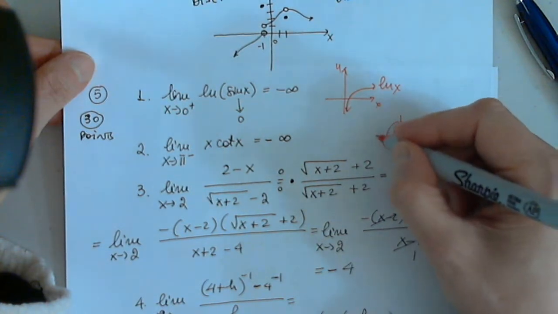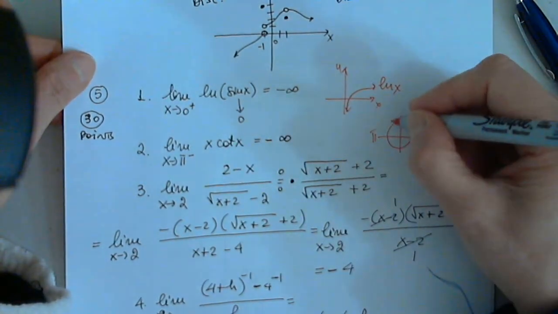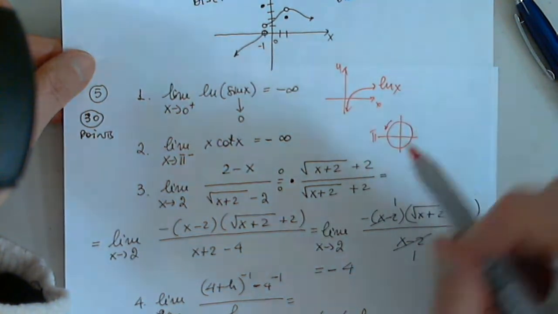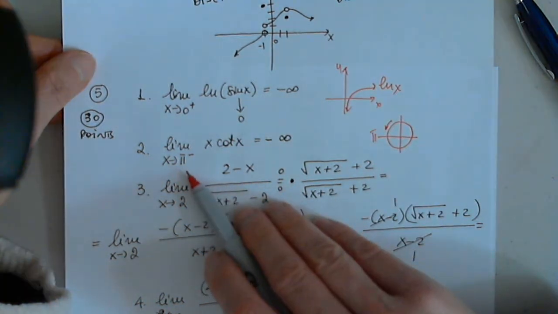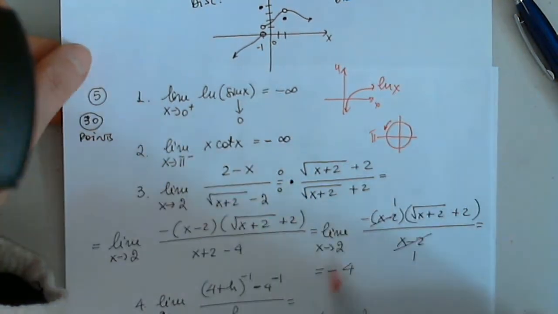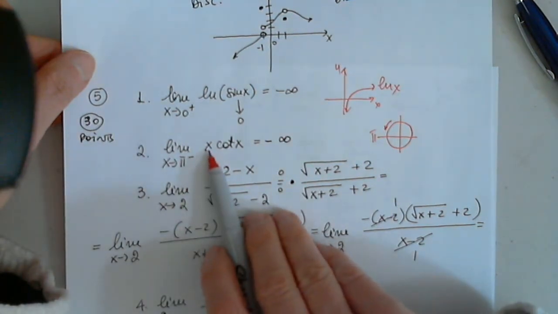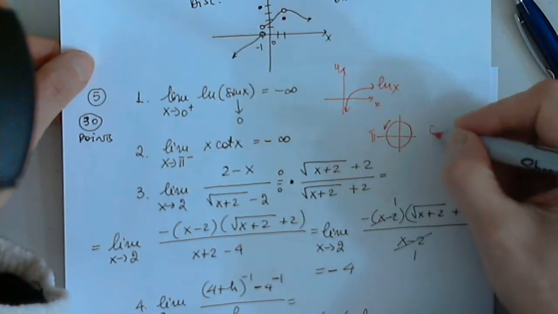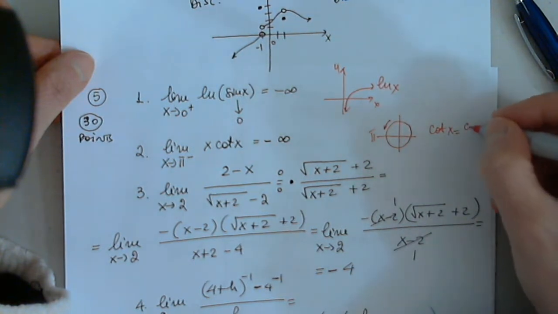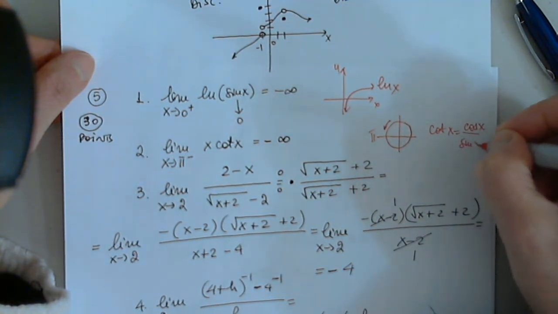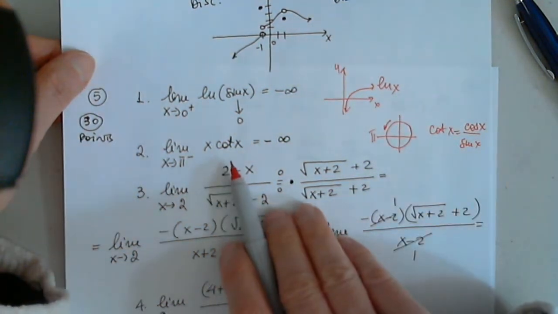Here, cotangent, so pi from the right means the second quadrant. This is pi from the right. This is pi, and pi from the right is in the second quadrant with numbers lower than pi, angles lower than pi. So this approaches pi, but cotangent, as we know, cotangent x is cosine x divided by sine x, and sine x is 0.